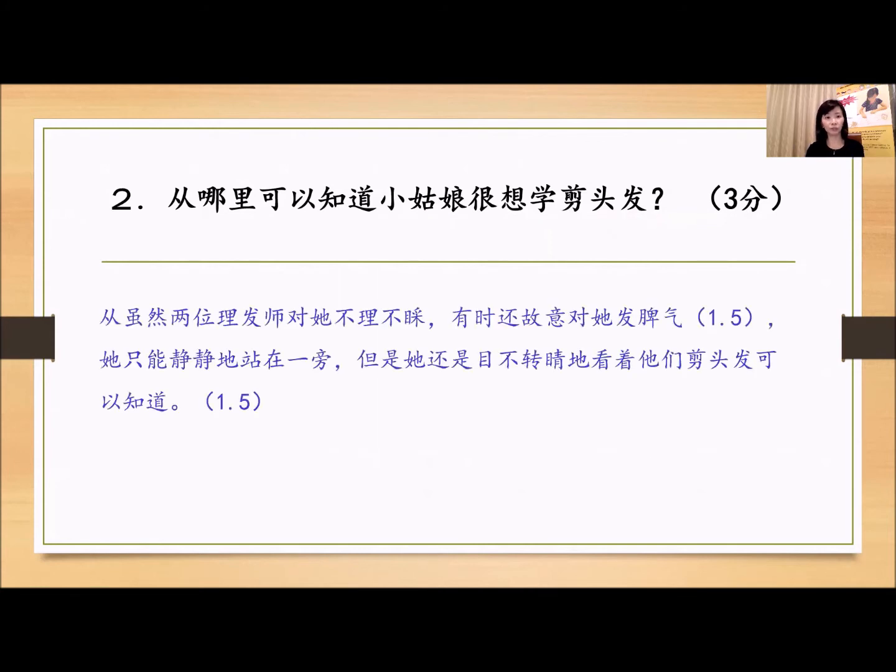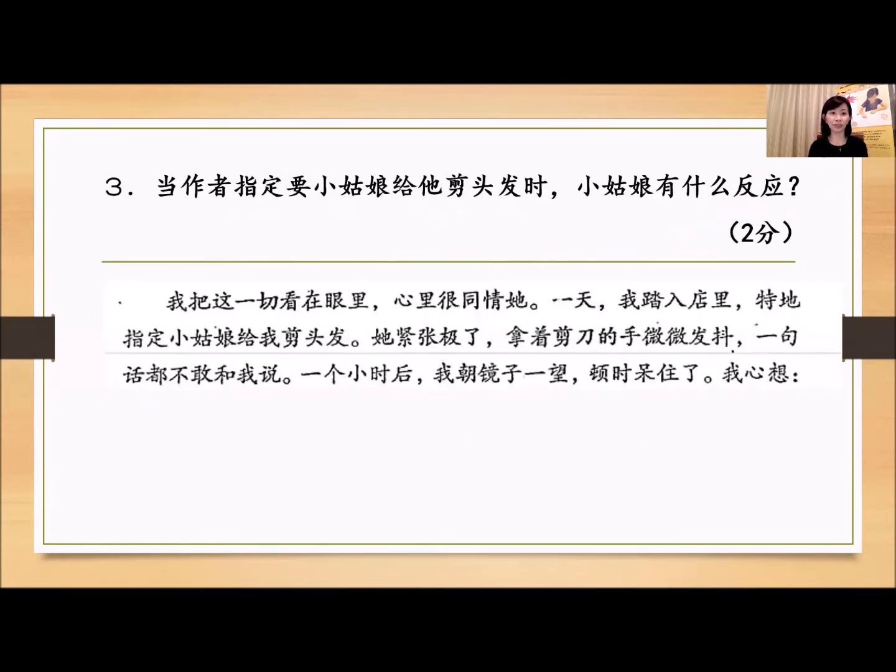Okay, so the complete answer should be 虽然2位理发师对他不理不睬，有时还故意对他发脾气，他只能静静地站在一旁，但是他还是目不转睛地看着他们剪头发，可以知道。Okay, so this will be the complete answer. And do remember, this is a very important point to note also. A lot of students write 从, but they forget to complete the statement with 可以知道. Without this 可以知道, marks will be deducted. So do remind your child to remember to write down 可以知道. Sometimes I advise my students to write 从 and 可以知道 first, then fill in the blanks in between. Okay, just in case they will forget. You can try that too, right?